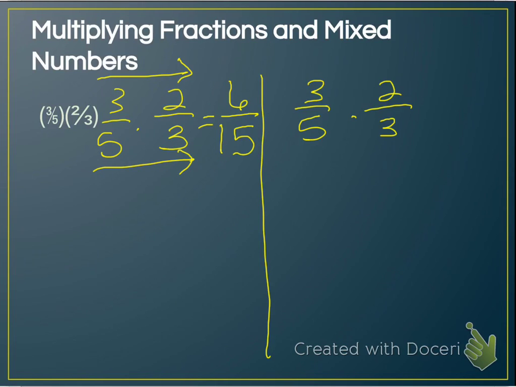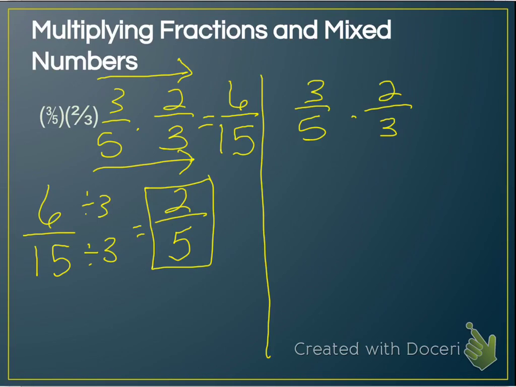You might have seen this fraction on your warm-up today. Well, as always, when we end up with a fraction, we need to look at it and decide if it can be simplified. Your fractions always need to be in simplest form. 6/15 absolutely can be simplified. Both 6 and 15 can be divided by 3. So we will simplify this. 6 divided by 3 is 2, and 15 divided by 3 is 5. So that means that 3/5 times 2/3 is 2/5.